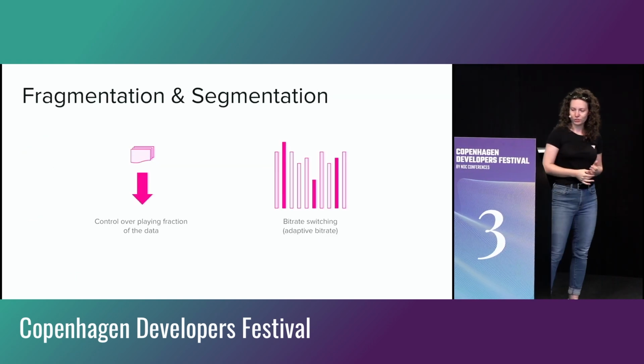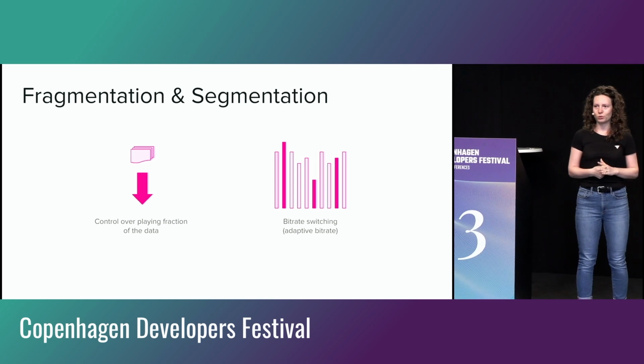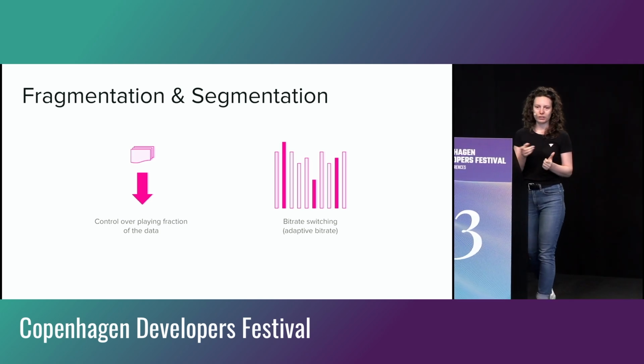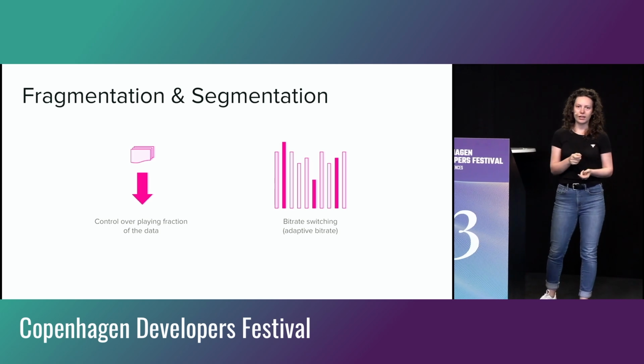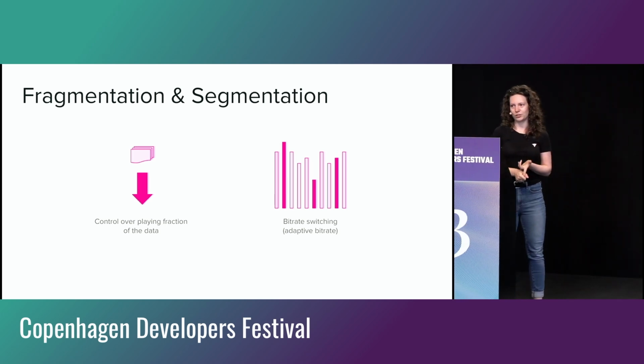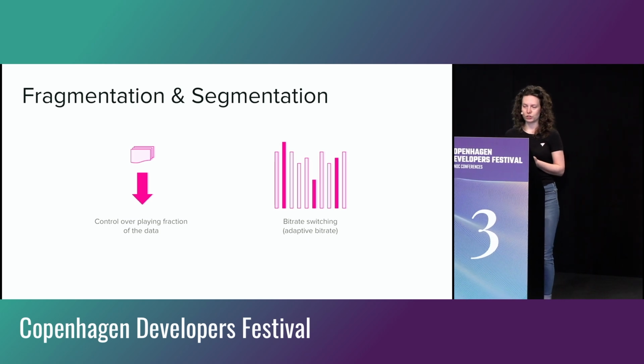And at this point, we can say that we just supported 2 of the criteria that we set up in the very beginning. So we have control over playing a fraction of the data, and we also support bitrate switching. So these 2, as I said, are very crucial to ensure a smooth and efficient playback.